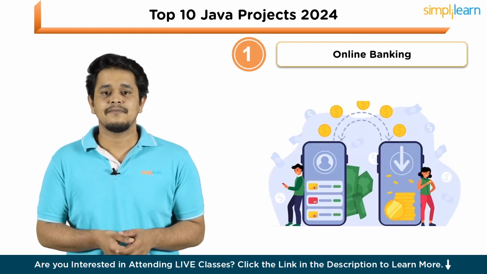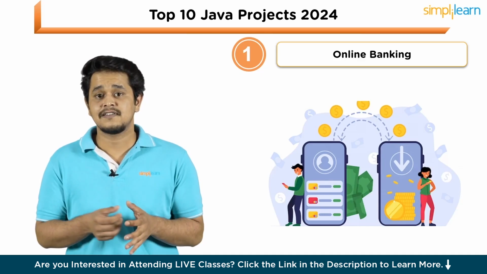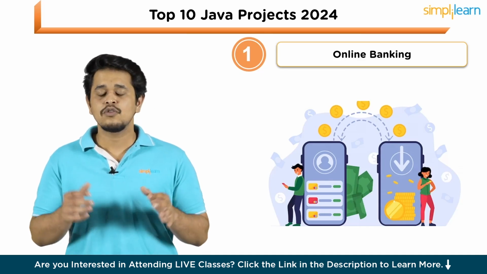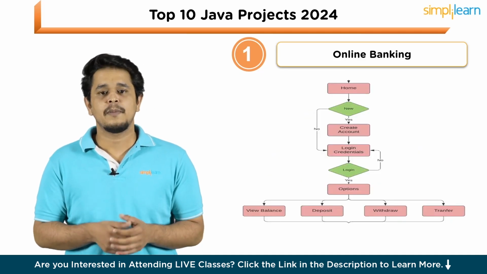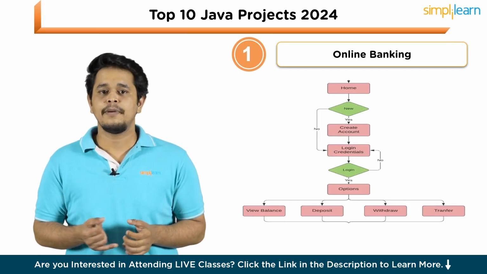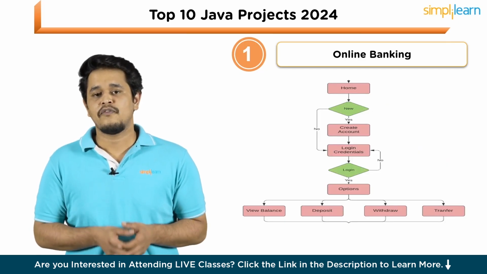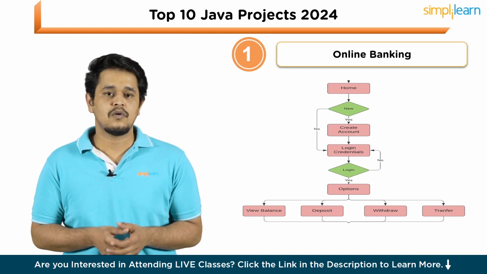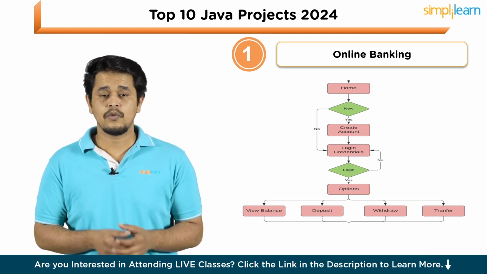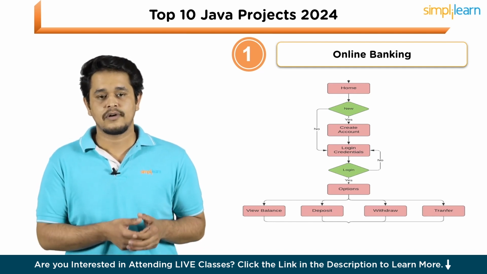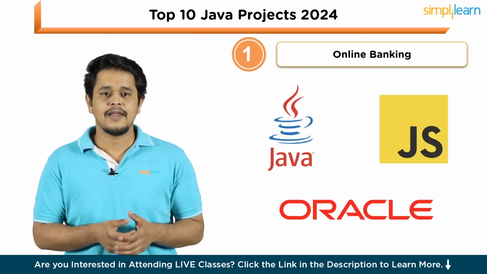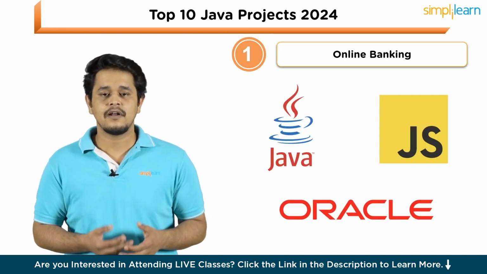An online banking system is a banking site that helps customers to perform bank transactions through a phone or laptop. The project would be performing the following operations: homepage of the online banking site, creation of new accounts, login, logout, manage profile and password, view the balance of the account, deposit the amount, withdraw the amount, transfer the amount, and close account. Tools you prefer while working on online banking are Java, JavaScript, and Oracle.